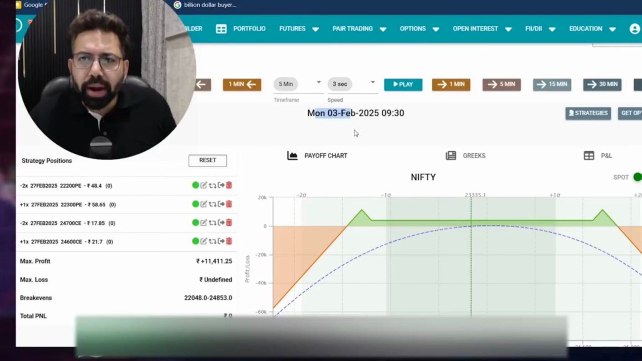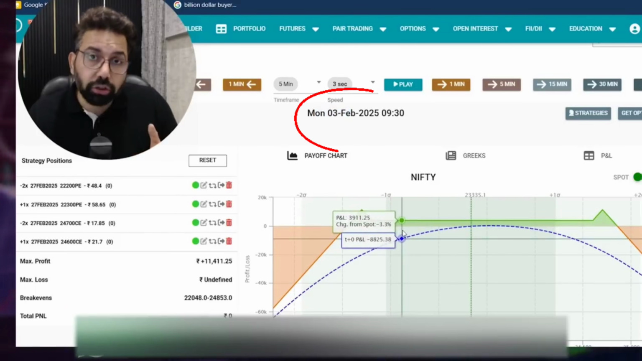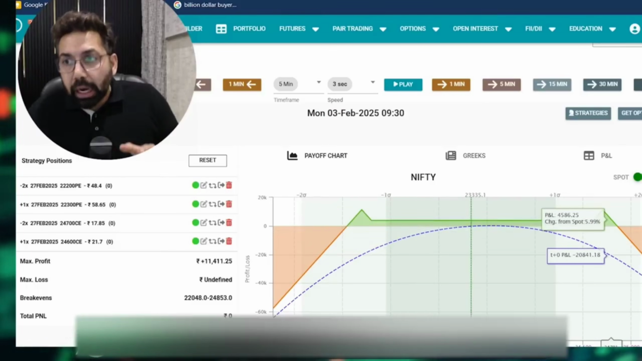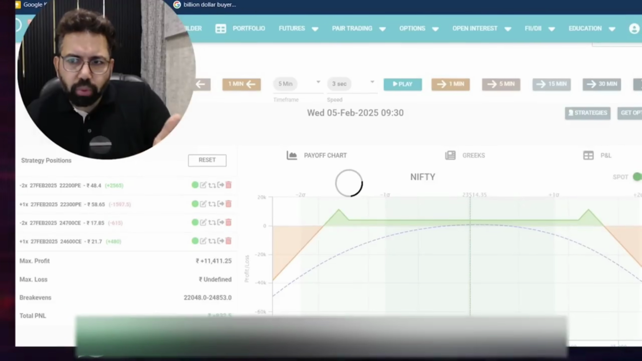Okay, now let's go ahead. Now we know that it's going to trend, and looking at the payoff, it looks like it's going to be a horror story if the market starts to go down. Now let's see what happens with this. Now the market is going up, down, sideways.